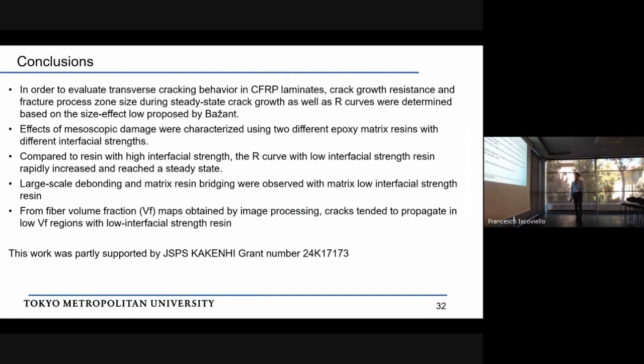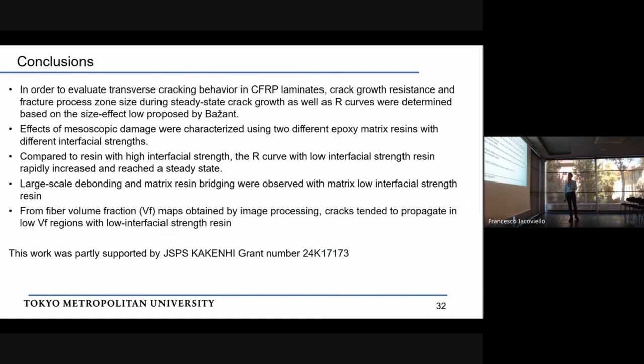So this is the conclusion of my study. In order to evaluate the transverse cracking behavior in CFRP laminate, crack growth resistance and fracture process zone size and steady state crack growth resistance, as well as R curves, were determined based on the size effect law proposed by Bazant. The effects of mesoscopic damage were characterized using two different matrix resins with different interfacial strengths.